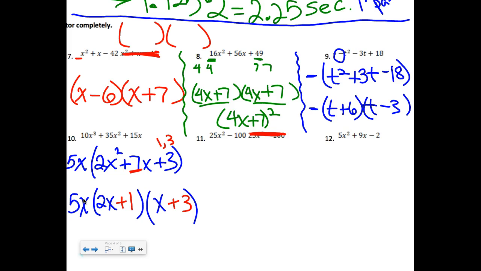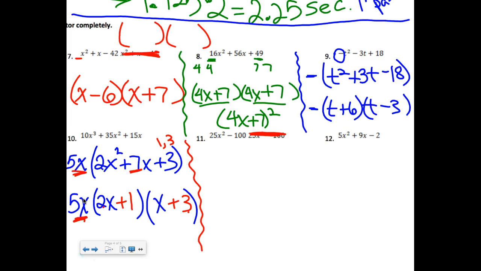1 here. If I do a quick double check, 2 times 3 gives me 6, 1 times 1 gives me 1, and when I add that together, I'm going to get that 7. So again, reminder, when you take something out, it's got to chill out in front, and then you got to do regular factoring. Okay?